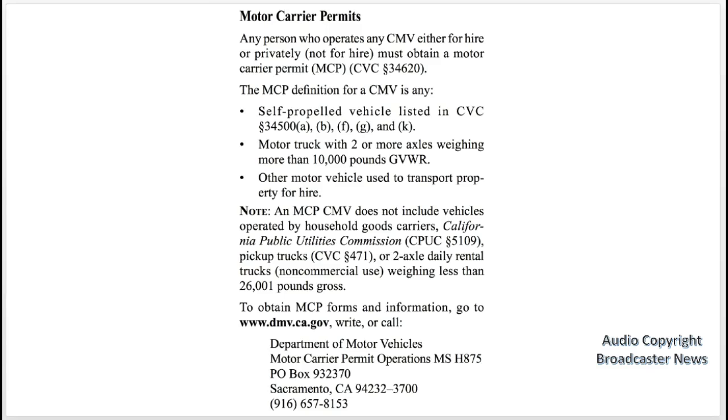Note: an MCP or CMV does not include vehicles operated by household goods carriers, the California Public Utilities Commission, or 2-axle daily rental trucks weighing less than 26,000 pounds. To obtain MCP forms and information, go to www.dmv.ca.gov or write or call the Department of Motor Vehicles.